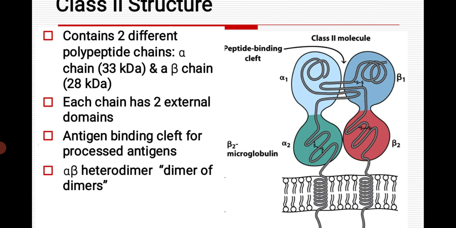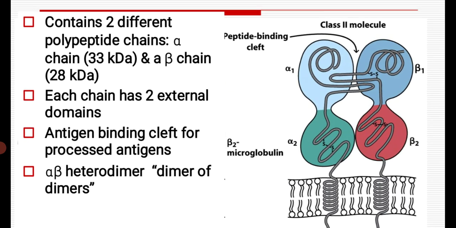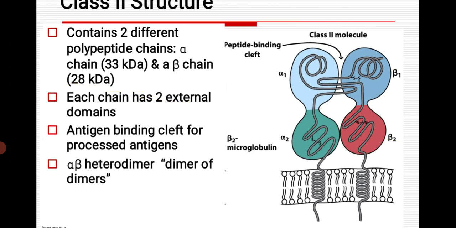Then the structure of a class second molecule: it contains two different polypeptide chains, the alpha chain and the beta chain. The alpha chain has a molecular weight of 33 kilodaltons, whereas the beta chain has a molecular weight of 28 kilodaltons. Each chain has two external domains, alpha 1, alpha 2, beta 1 and beta 2. It has one cleft on which the peptide antigen is loaded, called the peptide binding cleft. The class second molecule is a heterodimer, a dimer of a dimer.